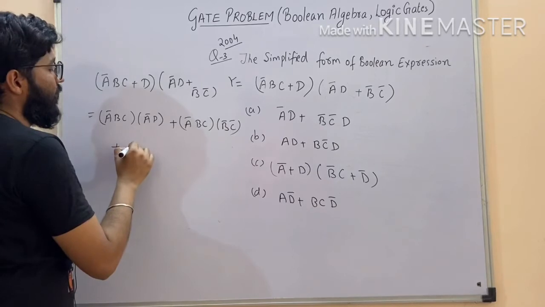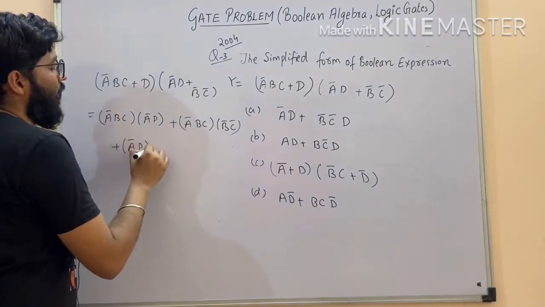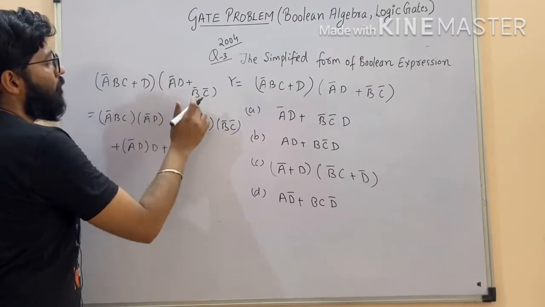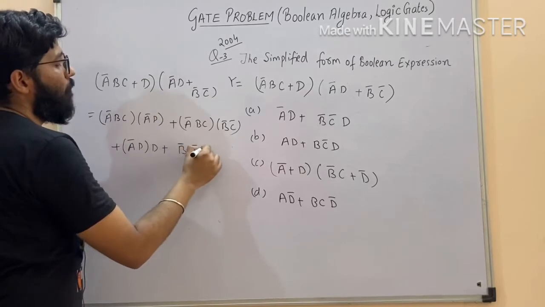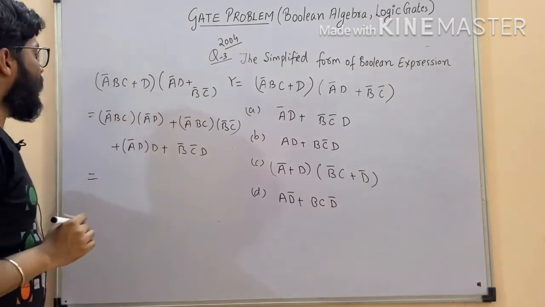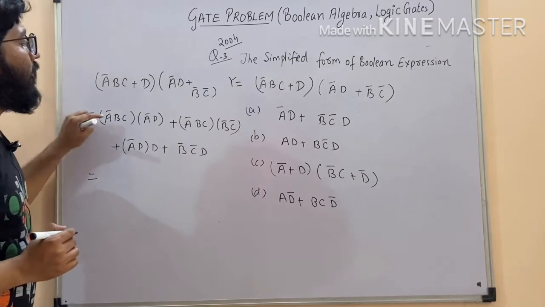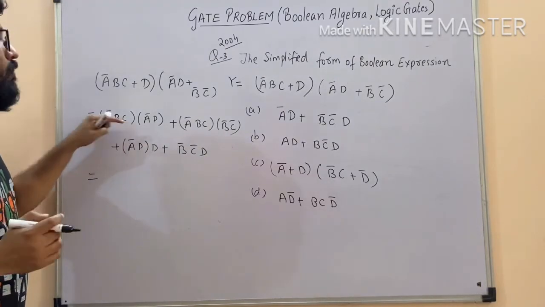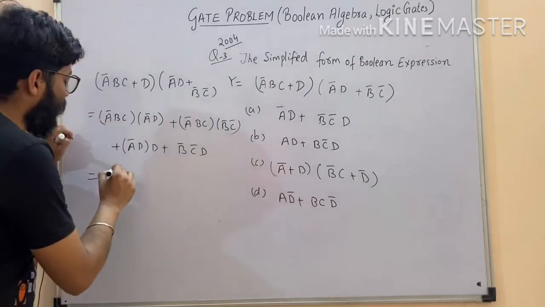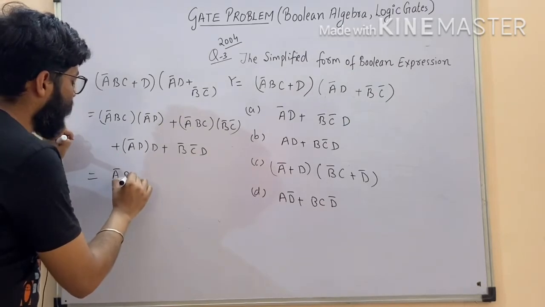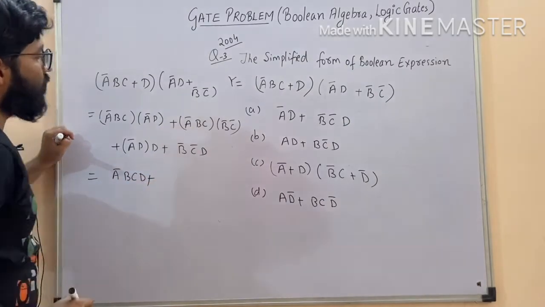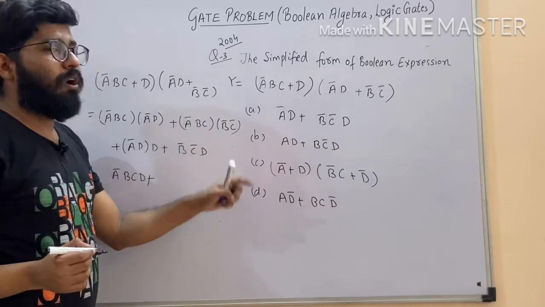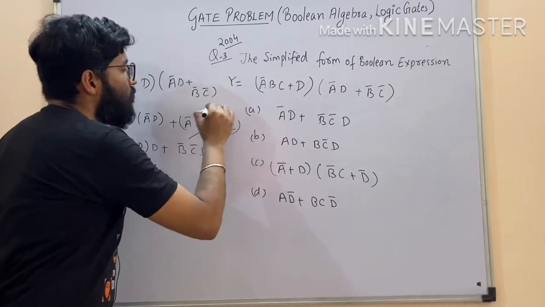You will get a complement d and d, plus you have to multiply by this b complement c complement d. Now you see here a complement and a complement occurs 2 times, so you have to write it 1 time. So you will get a complement b c and d, plus now in this expression b and b complement is present, then it becomes 0.